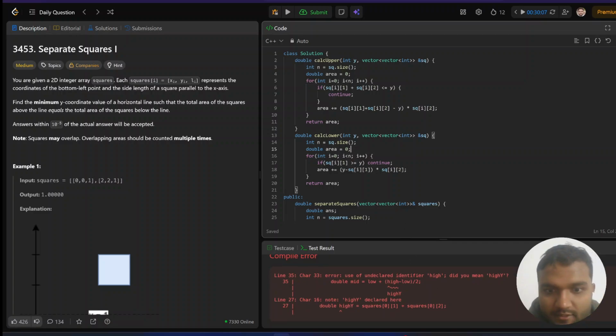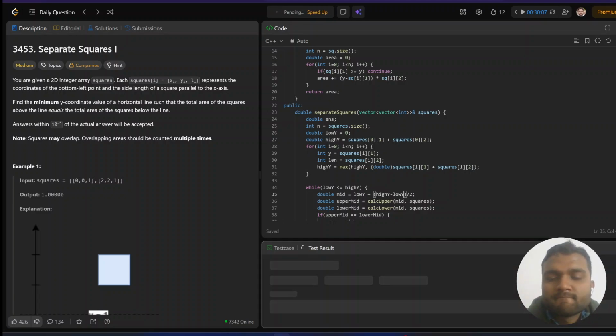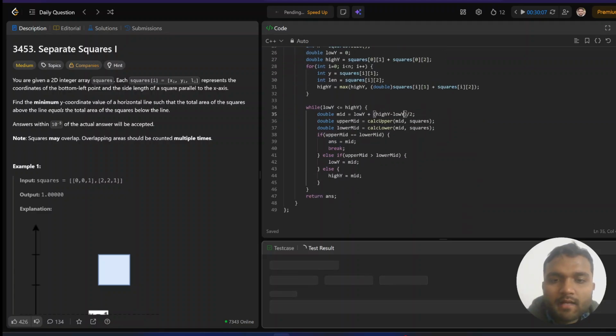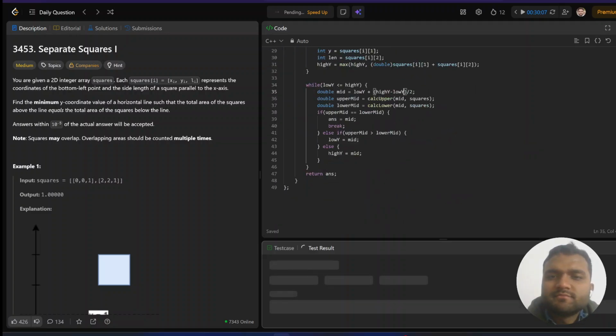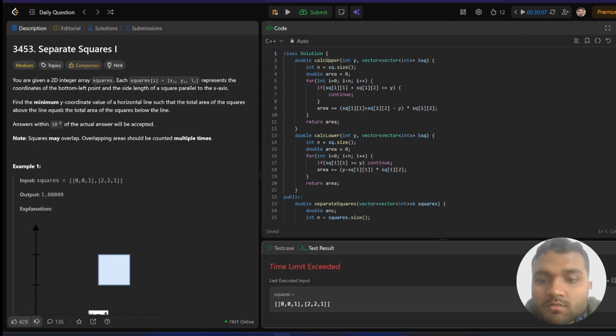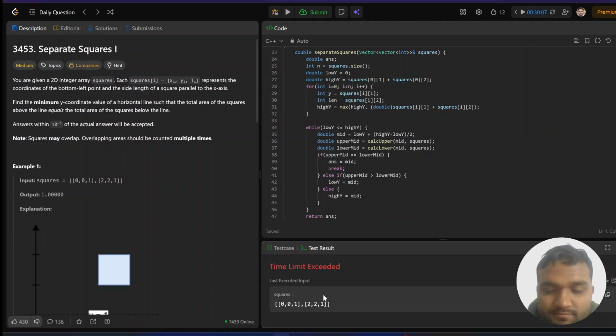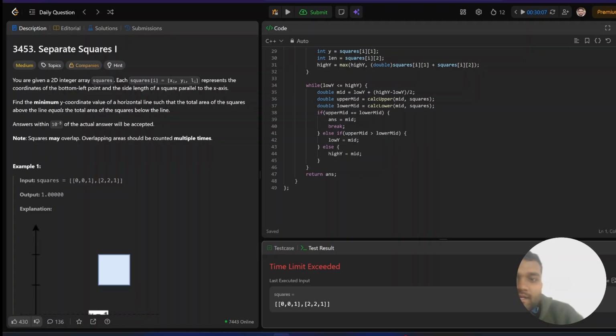So this time we are getting this error. Again, the same type of error. At the end, only logic matters, not syntax errors. So this time I have got a TLE for this. Okay, TLE.